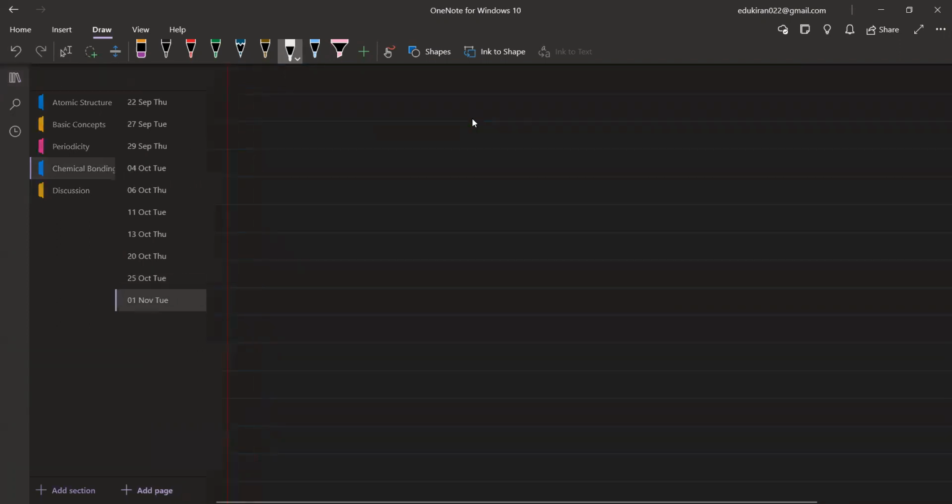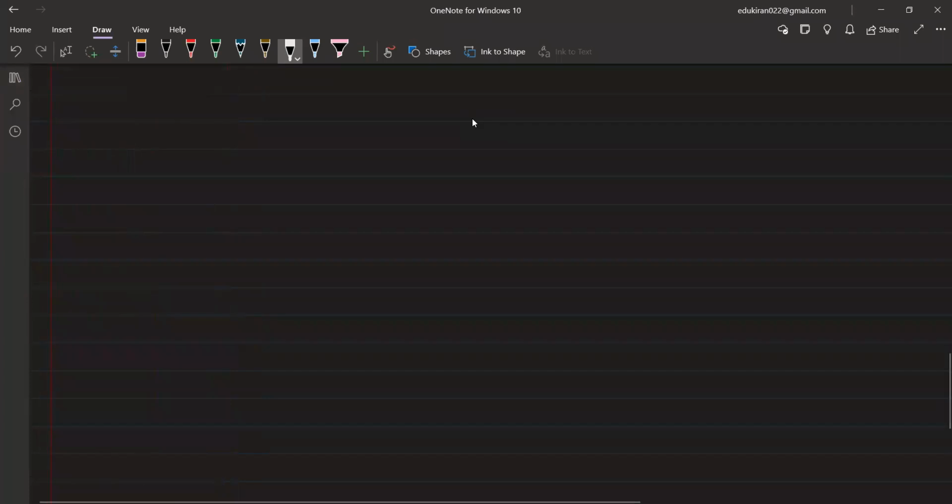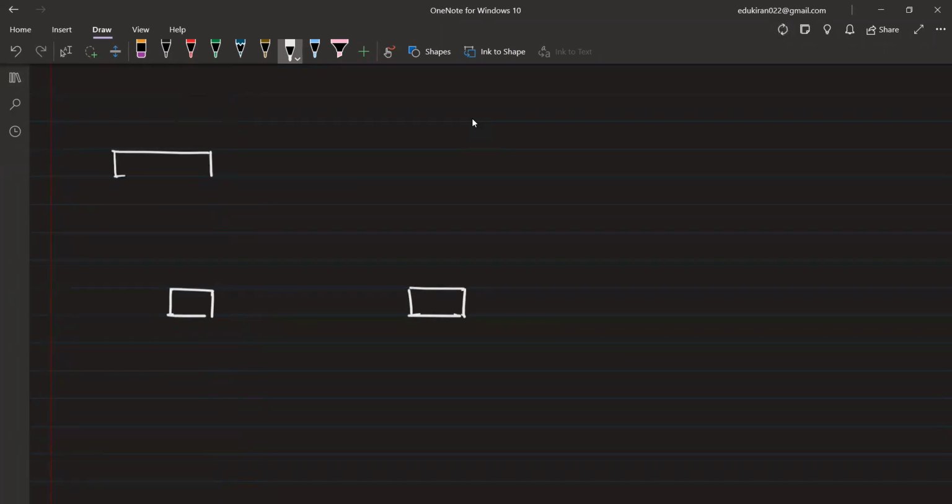Now let us talk about the p orbital. Now I'm going to make for 2s and 2p. This is one of the 2s. This is another 2s. And then 2p will be higher in energy. Yes or no? Please tell me, guys. 2p will be higher in energy. Yes or no? Yes, sir. Very good.